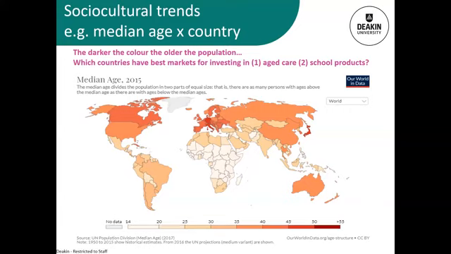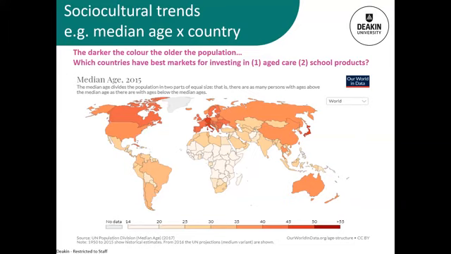School products. So where would you be looking to go for school products? That's suited to a much younger demographic. Which country was it? Africa, great. Yeah, Africa has a much younger population. Paraguay, Mexico. Your geography is impressive. And India, yep. The median age is something like 23 or 24 in India.